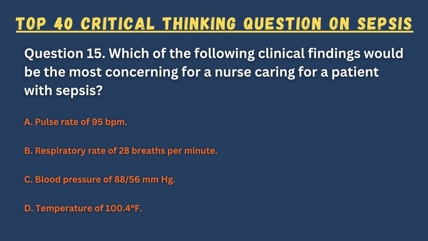Question 15. Which of the following clinical findings would be the most concerning for a nurse caring for a patient with sepsis? A. Pulse rate of 95 bpm. B. Respiratory rate of 28 breaths per minute. C. Blood pressure of 88/56 millimeters of mercury. D. Temperature of 100.4 degrees Fahrenheit.